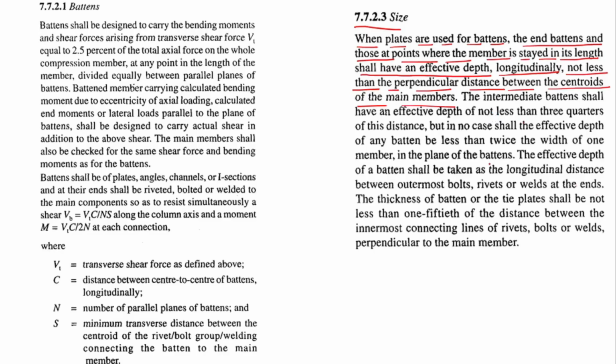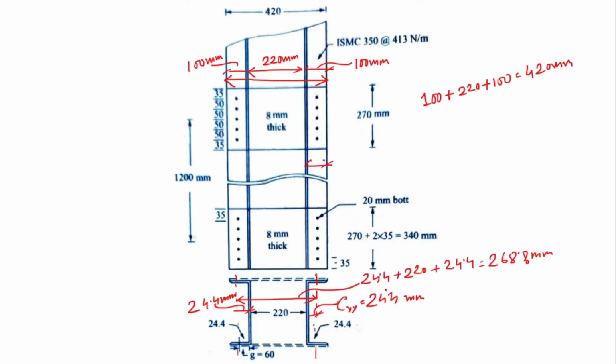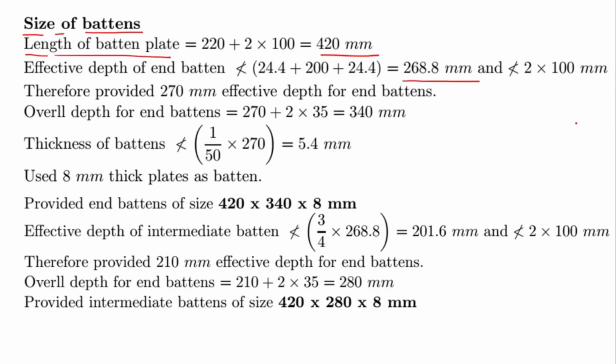And also, in no case shall the effective depth of any batten be less than twice the width of one member. Here width of one member means the width of the flange, which is 100 mm. So twice the width of one member means 2 into 100, which is 200 mm. That's why the effective depth of end batten should not be less than 268.8 mm and also not less than 200 mm. Therefore, provided 270 mm effective depth for end battens.